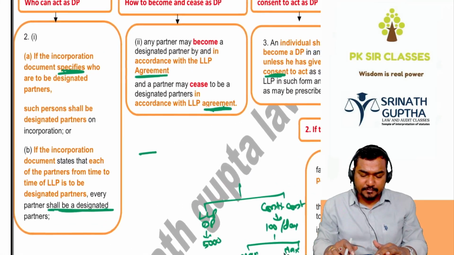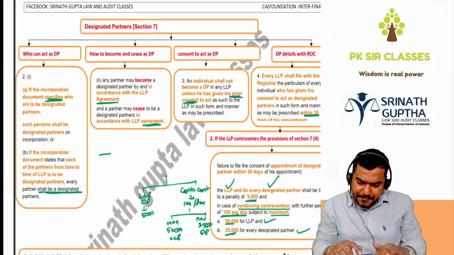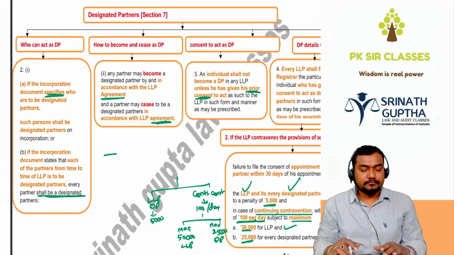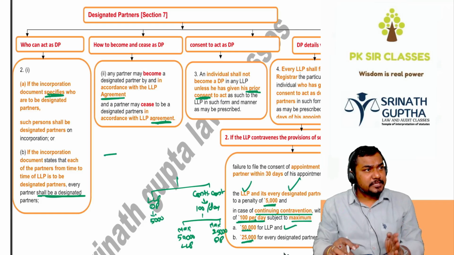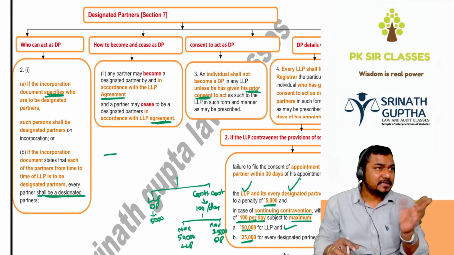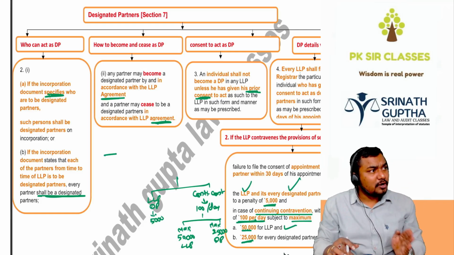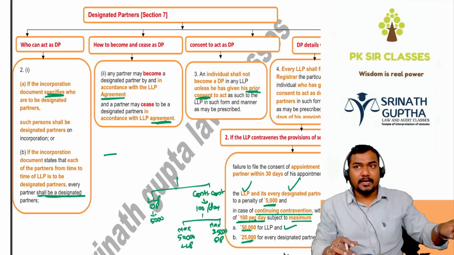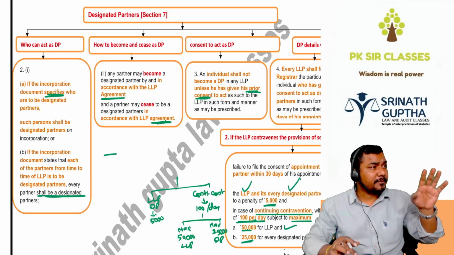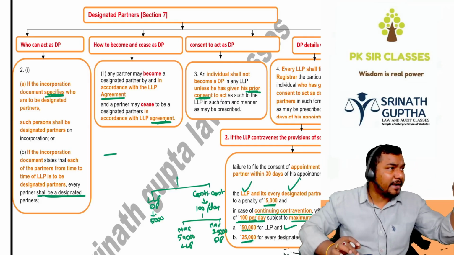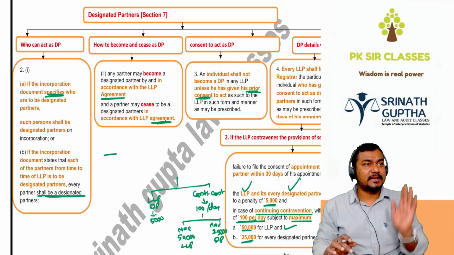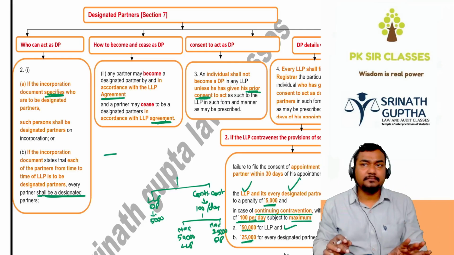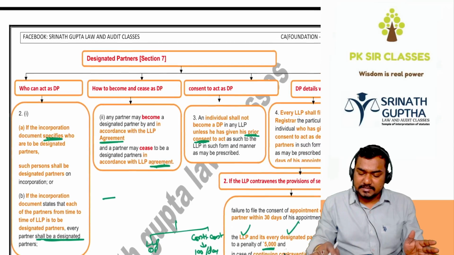Next, who can act as a DP? If the incorporation document specifies the name of the DP, they will act as the DPs. If the incorporation document is silent, all the partners will act as DPs. So one LLP is there, but 10 partners are there. The incorporation document specifies Tahura and Unnati are the DPs. They will act as the DPs. If the deed is silent, all the partners will act as the DPs. Who is liable for the compliances of the LLP Act?